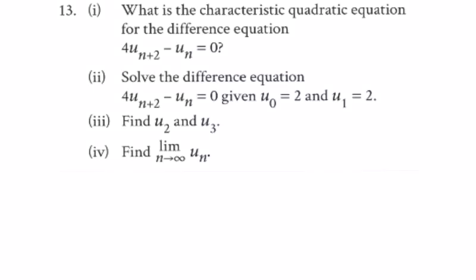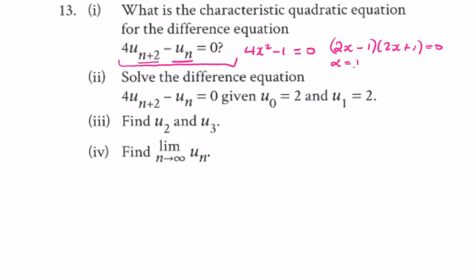Question 13, we're asked for the characteristic quadratic for this equation. There's n plus 2, no n plus 1, so no x term, and then we have our constant. So it's going to be 4x squared minus 1 equals naught, which is the difference of two squares: 2x minus 1 by 2x plus 1 is equal to naught.